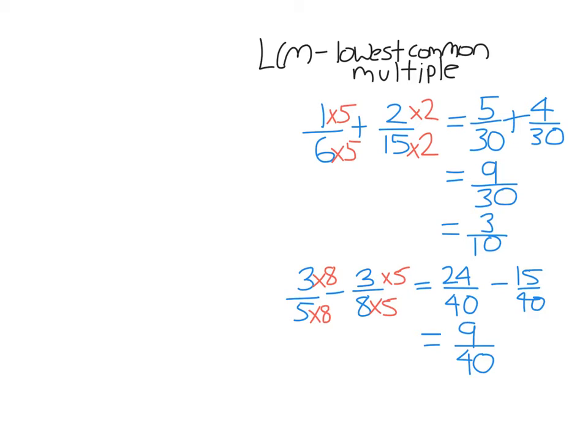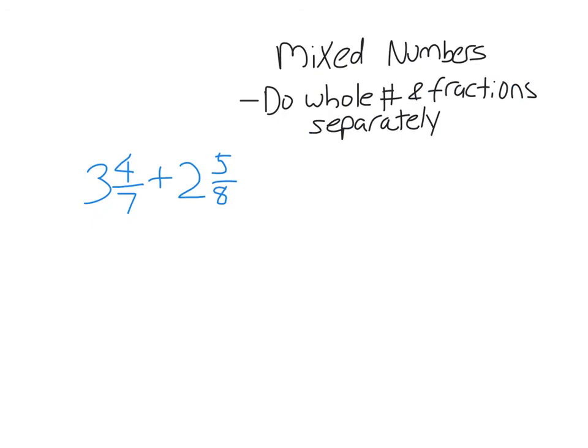All right, now we're just going to take a quick look at adding and subtracting mixed numbers. So let's try 3 and 4 over 7 plus 2 and 5 over 8. I think the easiest way is to do the whole number part and the fraction part separately. So let's take the whole number parts, 3 plus 2. Well, that's just equal to 5. So I've added the whole numbers together. Now what I'm going to do is add the fractions together.